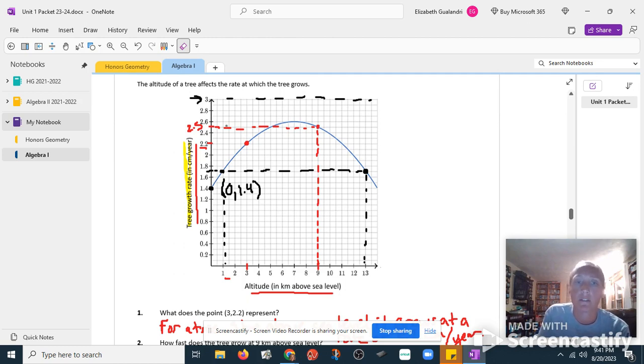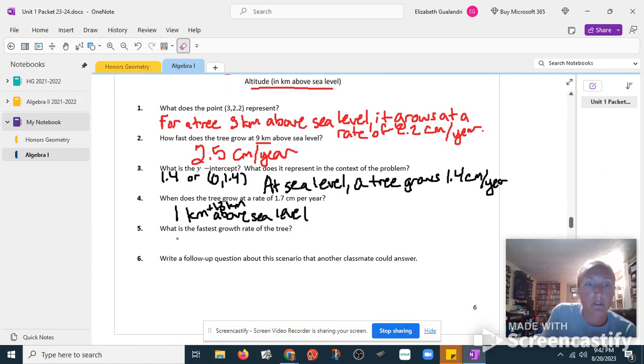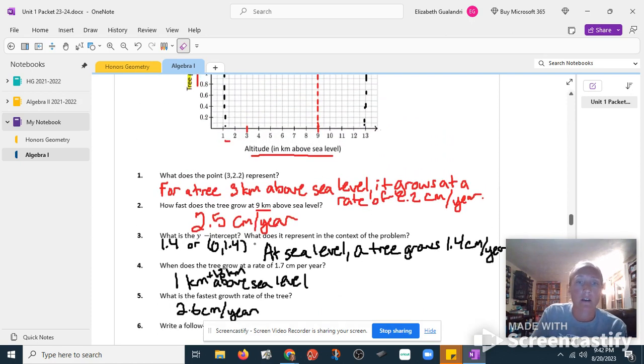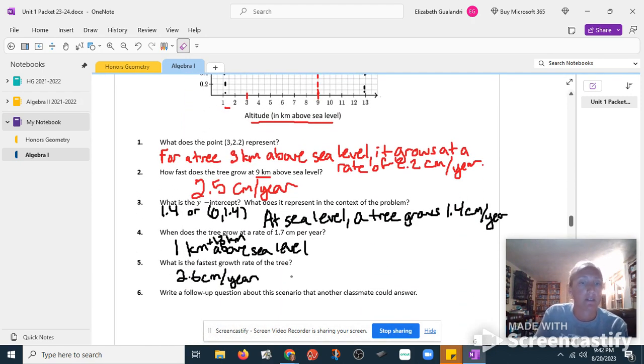So we want to find what the tallest number is that it gets to. So we're going to trace in here somewhere, and I think that it's right there. And if I come over to find that value, it's at 2.6 centimeters per year. So the fastest growth rate of a tree is 2.6 centimeters per year. It does not ask what kilometer above sea level that is at. It just asks what's the fastest growth rate.